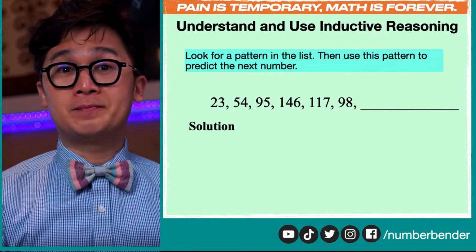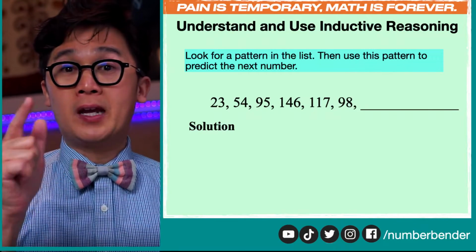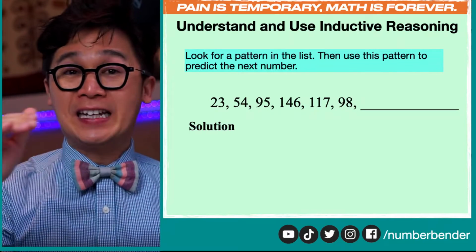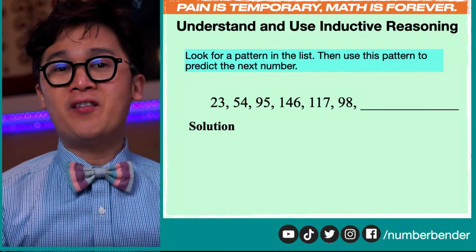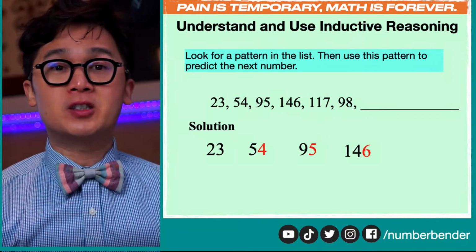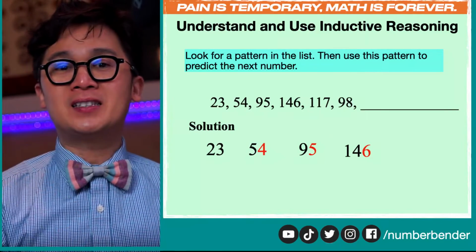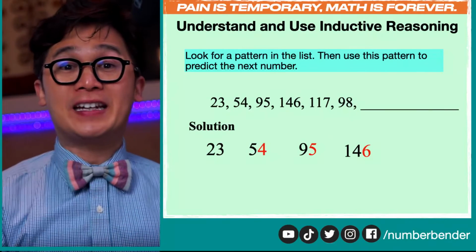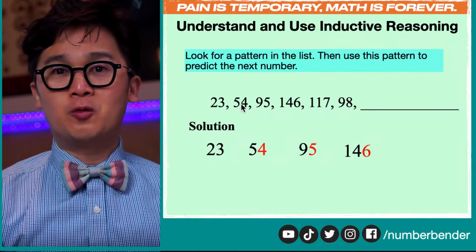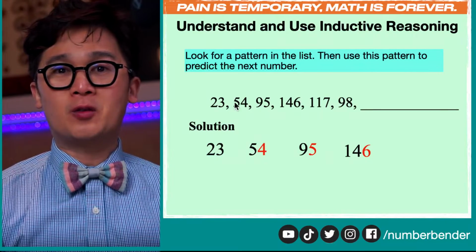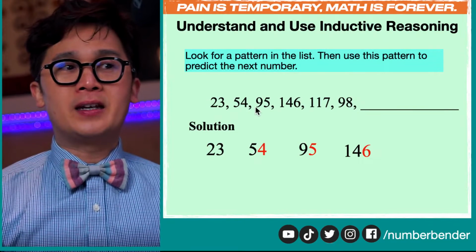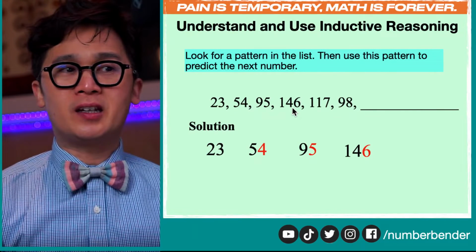Can you think of a pattern to be able to come up with this particular series or sequence of numbers so we can find the number after 98? I know most of you were able to figure that out, but this is how we see the pattern from these numerical values. So 23 and 54: we're seeing that 2 plus 3 is equal to 5. 5 plus 4 is equal to 9. 9 plus 5 is equal to 14.